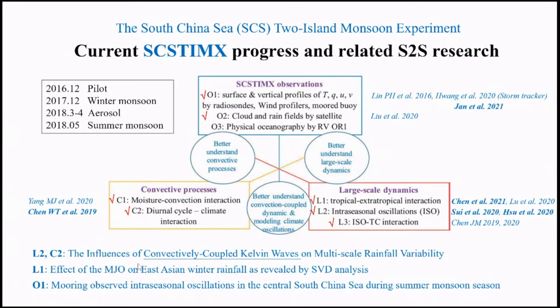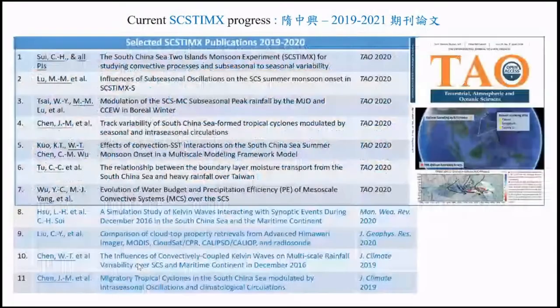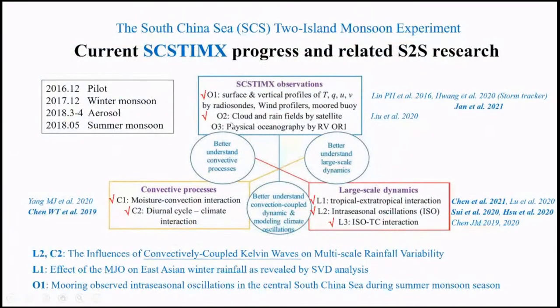And then the third subject I'm going to talk about is the ocean measurements. We collaborate with Professor Jensen and colleagues at the Ocean Institute, NTU. They deployed a mooring near Taiping Island during the SCSTIMX for about a year. From the ADCP, we observed a clear intraseasonal oscillation in the central South China Sea. This result has recently been published in Scientific Reports.